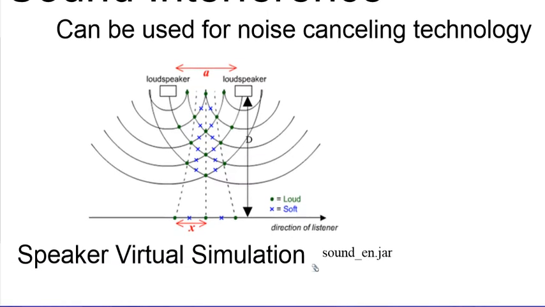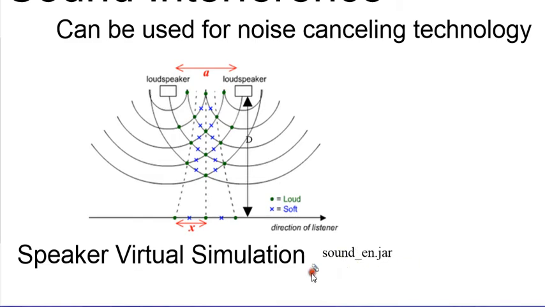So this is what can be used for noise canceling technology. You can have something that detects the incoming sound, and then you can have a small speaker that is essentially producing the inverse wave, and it causes it to cancel out the sound. If you look at this, we have two speakers here, and the overlap of their sound will create areas of high pressure and areas of low pressure.